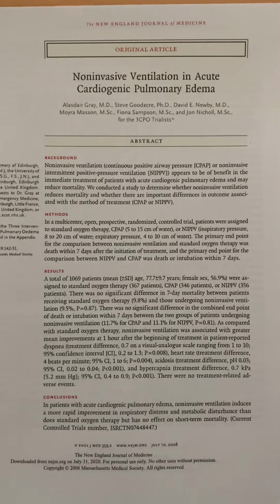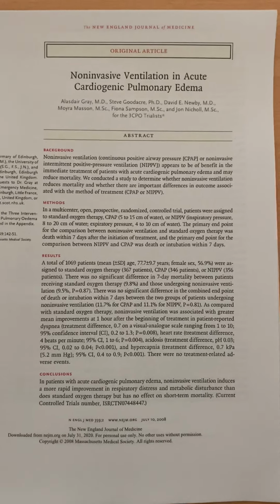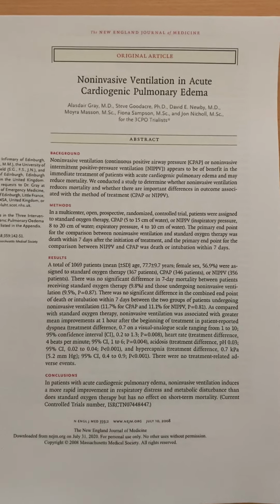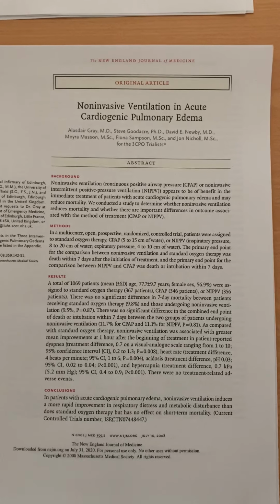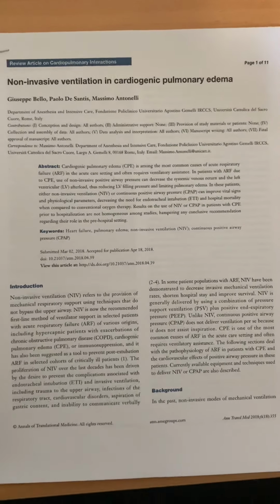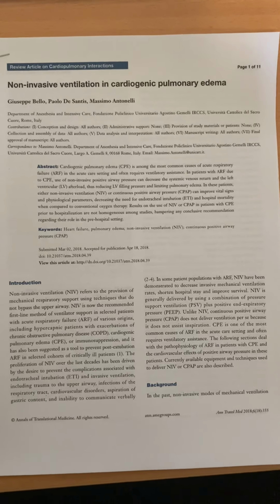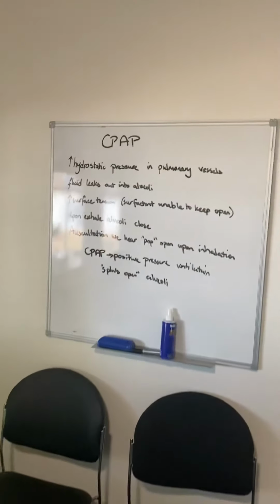So this article here had a good look in regards to patients who receive CPAP with cardiogenic pulmonary edema and the positive results that came from it. And this is another good one arguing the same. So yes, I did go down the rabbit hole, and you're coming with me.